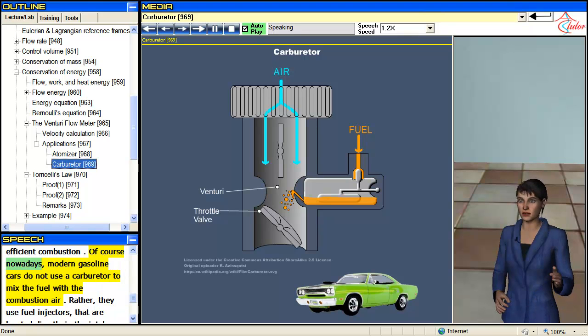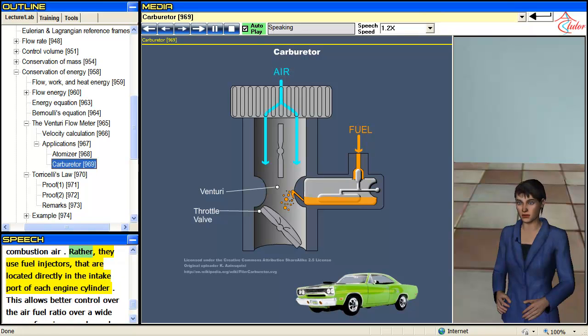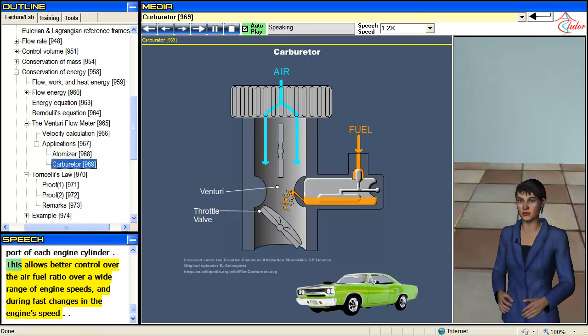Of course, nowadays, modern gasoline cars do not use a carburetor to mix the fuel with the combustion air. Rather, they use fuel injectors that are located directly in the intake port of each engine cylinder. This allows better control over the air-fuel ratio over a wide range of engine speeds, and during fast changes in the engine's speed.